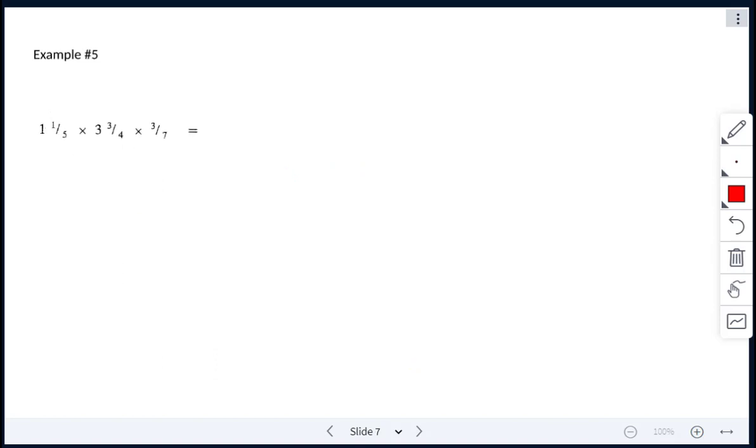Okay, so this example, we've got 3 fractions. 2 of them are mixed fractions here. So let's change them to improper fractions. So 1 1/5, that becomes 6 over 5. 3 3/4, that becomes 15 over 4. And then we have 3 over 7.